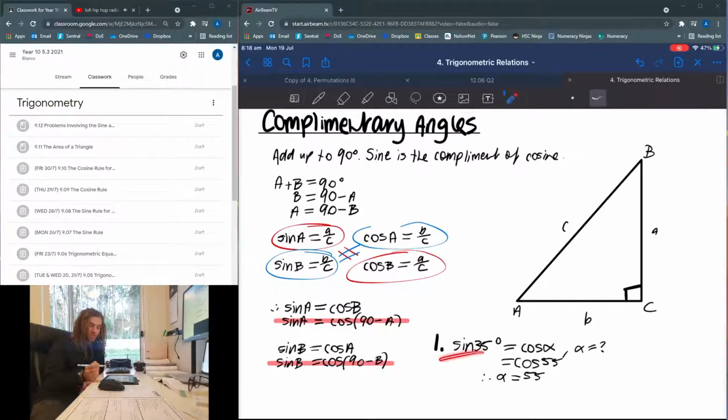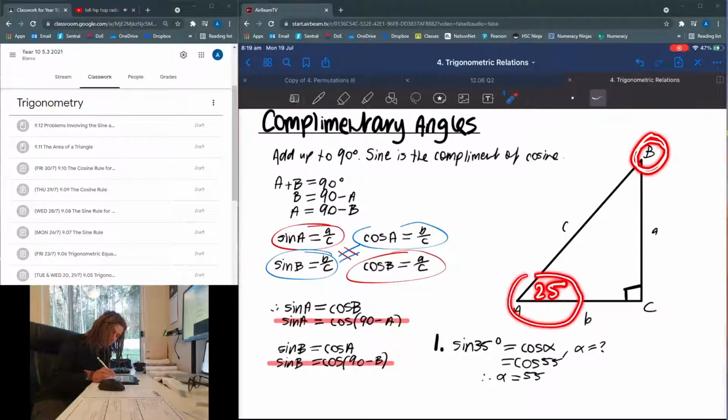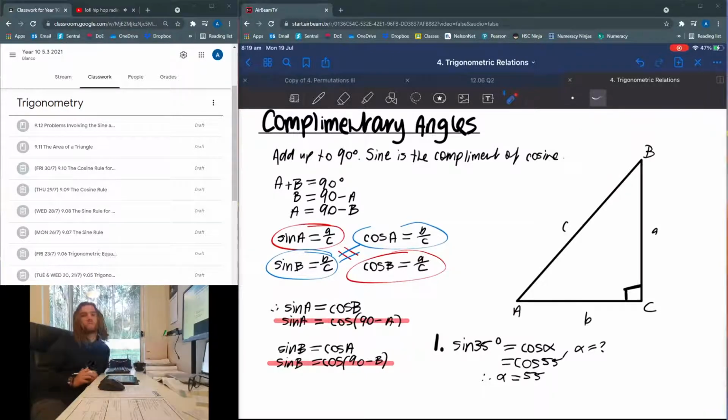So in other words, if I know sine of something, I already know what cos is. If I had this triangle, and then it gave me, I don't know, 25 here, and I was asked to find sine of this, that's the same as cos of this. I feel like I confused myself saying that, so sorry. But basically, if I've got sine and cos equal to each other, the two angles have to add up to 90. That's it. That's because they're the complement of each other.